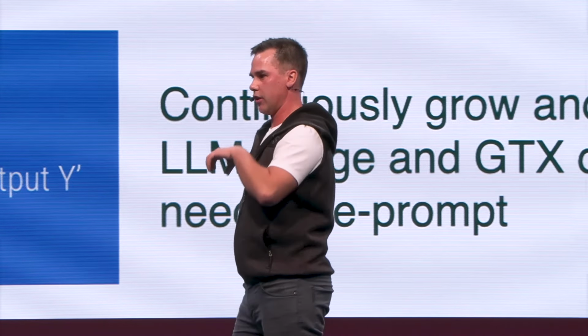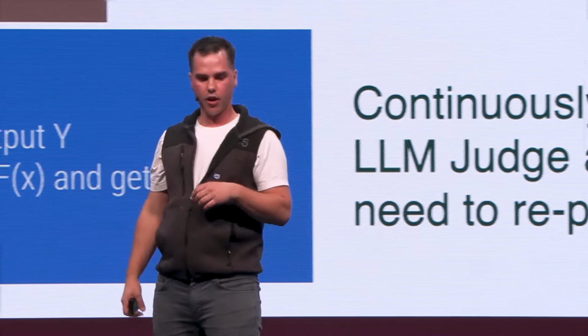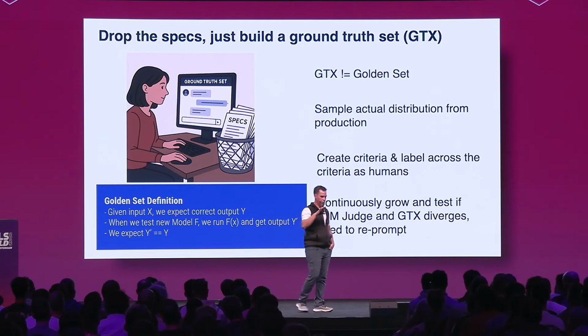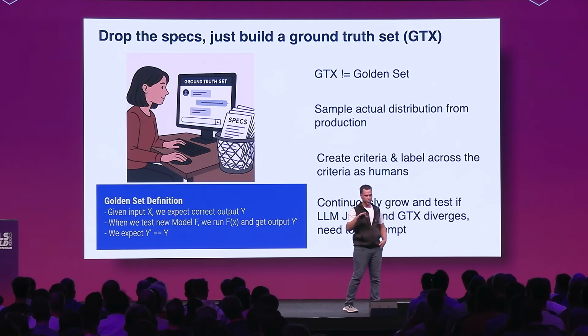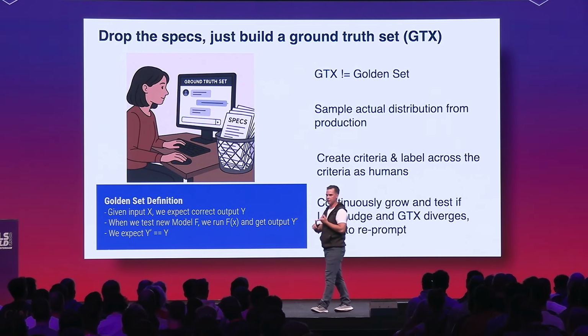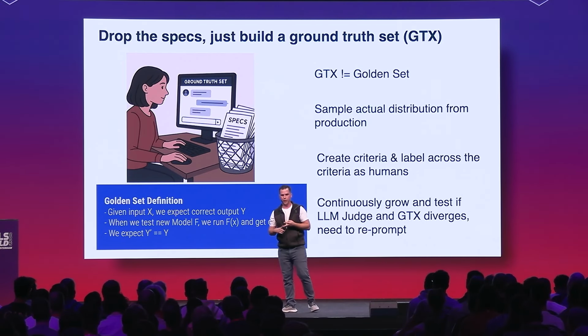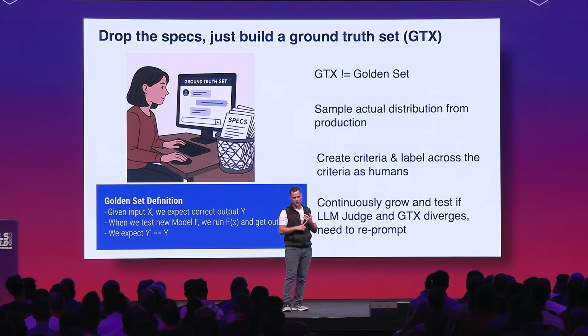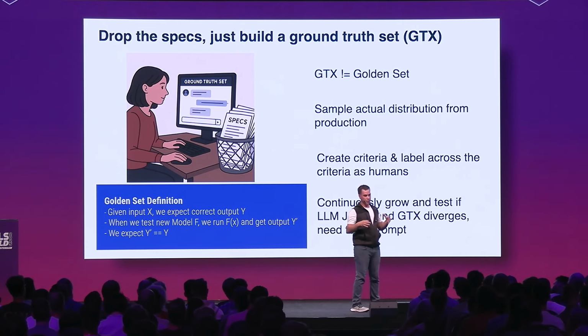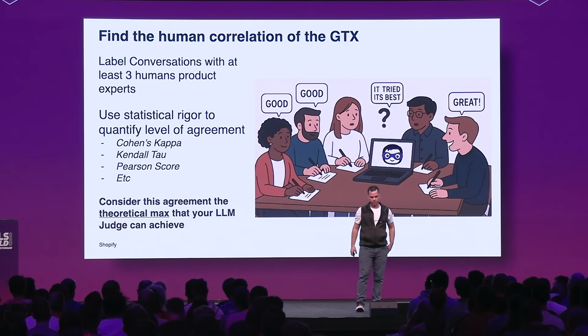So what we actually want to do to create this ground truth set is sample real conversations from prod, against the prod distribution, and then we create criteria and label these as humans. And then we continuously grow this ground truth set. What a ground truth set looks like is a conversation and criteria, like for Sidekick: safety, goal fulfillment, grounding, merchant sentiment, et cetera. I think there are five criteria. And the PMs or product experts label these.